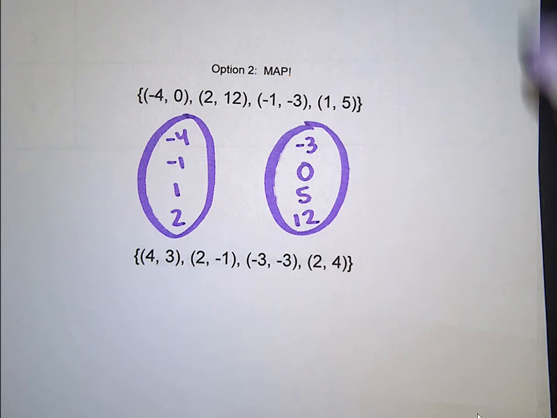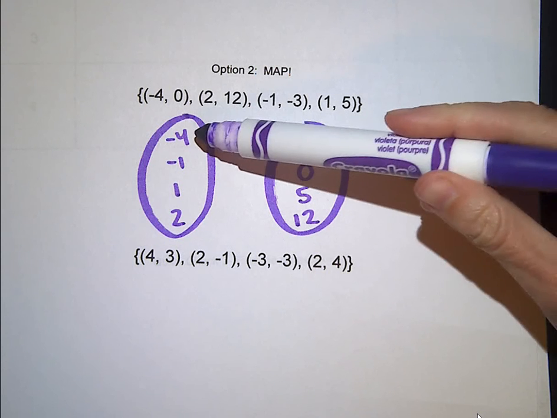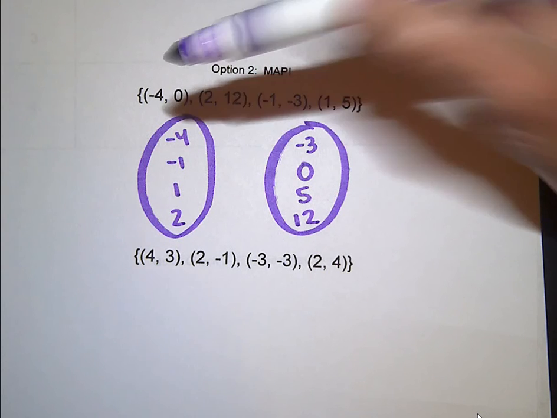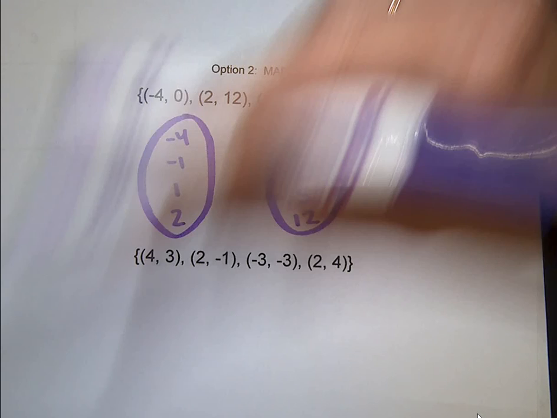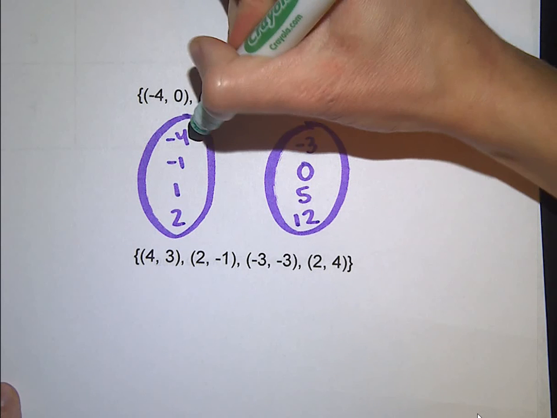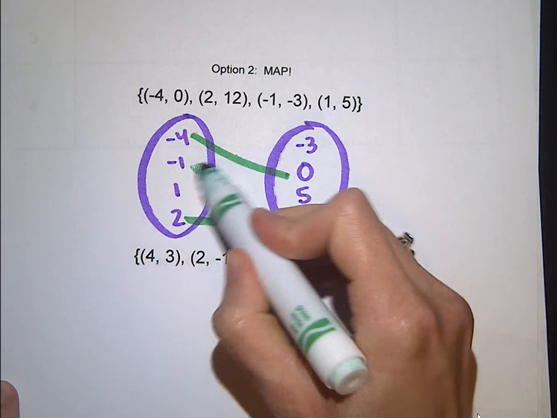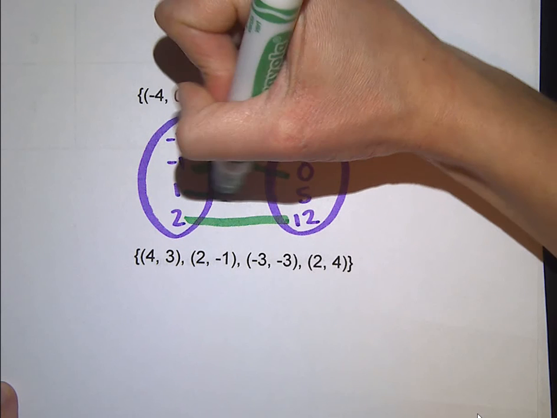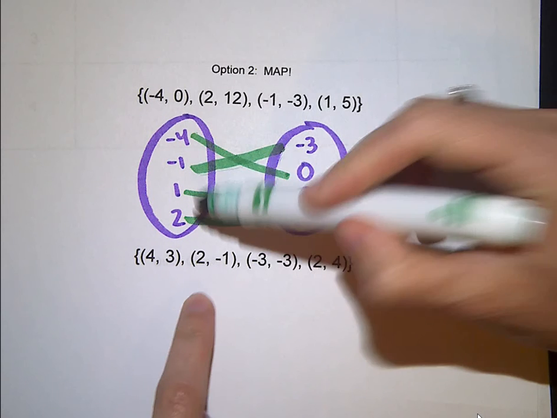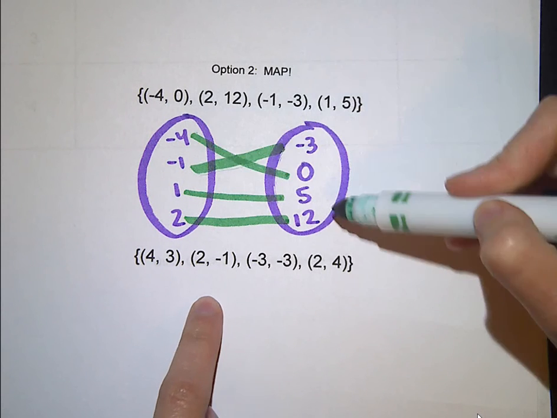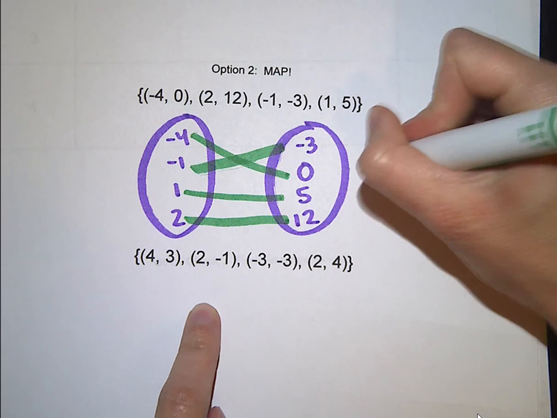So the question is, does each x value give me one unique y value? So now I'm just going to connect them with a line. So I'm going to say, okay, -4, that went to 0. Okay, 2 went to 12, that gave me one unique answer there. -1 went to -3, one unique answer, and 1 went to 5. So did each x value give me one unique y value? Yes, it did. So this is a function.